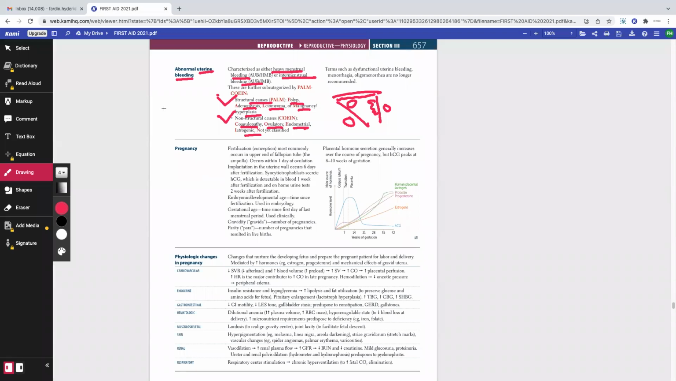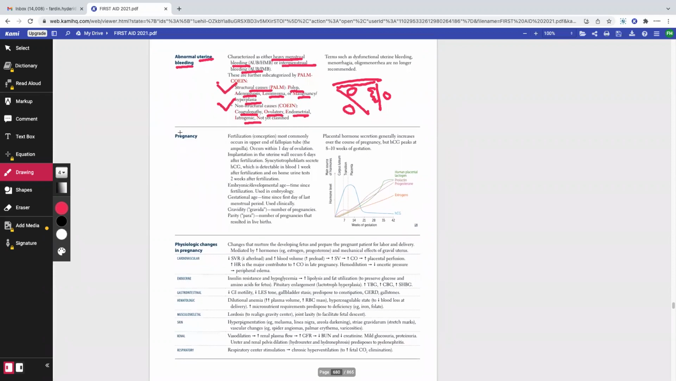So can we expect questions to come based on the description of bleeding? Yes or no? The answer is yes. Okay, so we'll talk about this more in detail. Let's move forward to pregnancy.